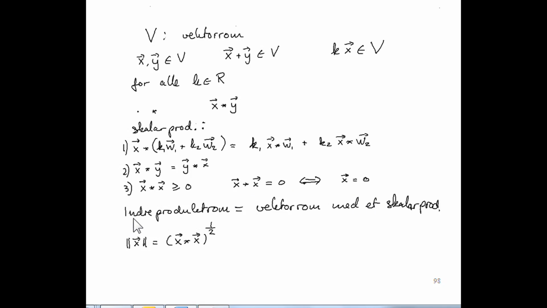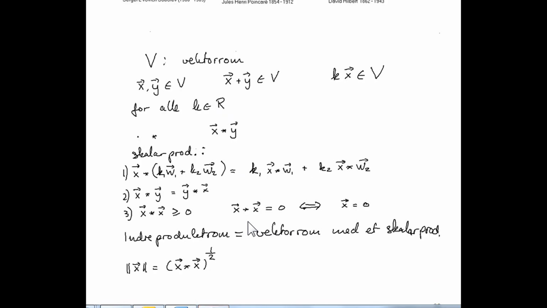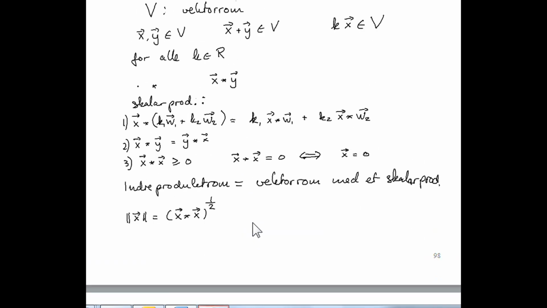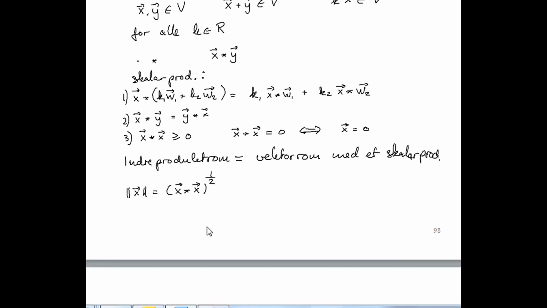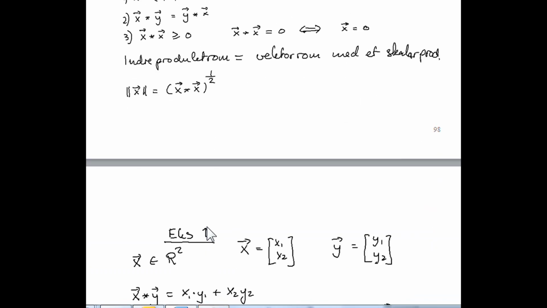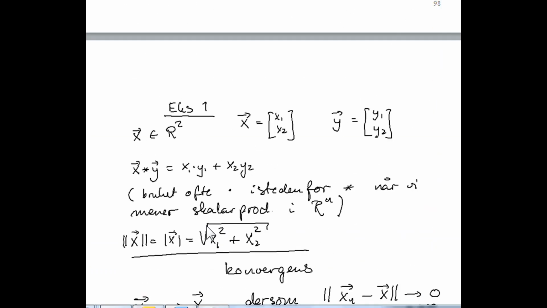What is an inner product space? It's just a vector space where we have defined a scalar product, or inner product star, if you like. And the norm of this vector is defined in the following way. This is also very basic knowledge in linear algebra.